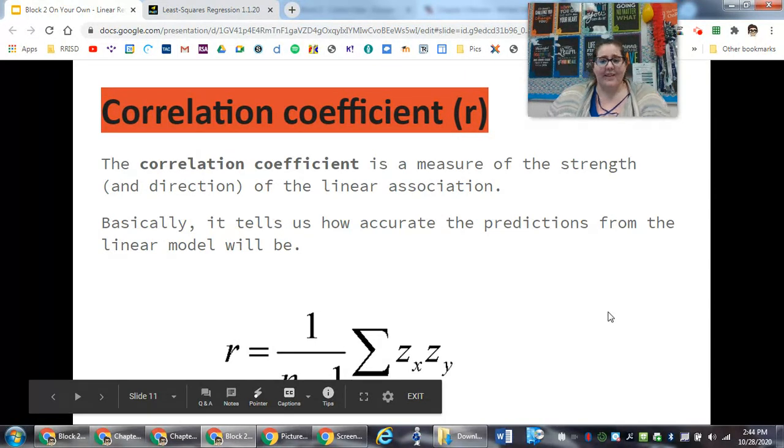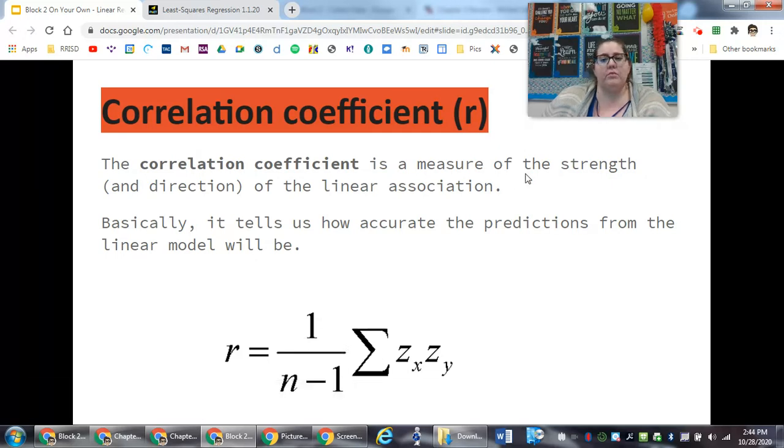It is not something that I ever want to do by hand because it would be ridiculous. So that is something that you are always given. We are given this formula on the formula chart for AP Stat, but it's not something you're ever going to use to do by hand. Typically, correlation is given to you as a data value in some form or another.